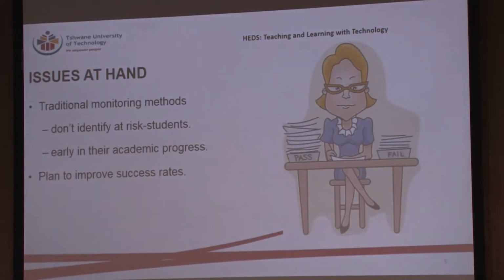The issue we have identified is traditional monitoring methods, where lecturers try to monitor the progress of students. It does not identify students at risk, specifically early in the academic year. The picture indicates there's less monitoring of students, only at the time of whether you have passed or failed, which means there's no consistent monitoring of where the student is during the academic year.